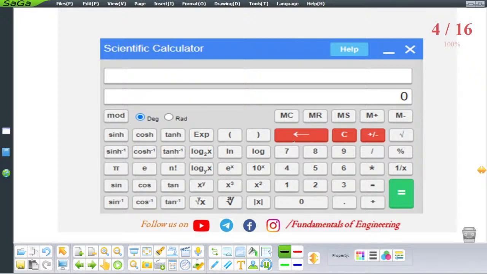Whenever you are using this virtual calculator you can't use the keyboard. The keyboard is not allowed. We have to use these keys and these functions to write all the values from the numerical.